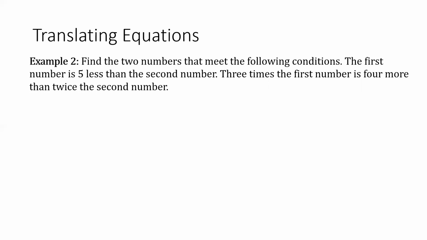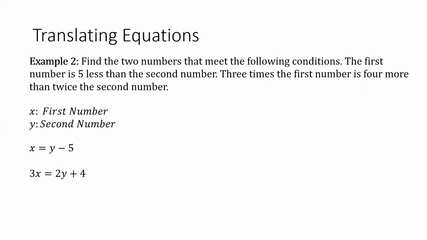That can be kind of dizzying if you just read through it straight, so instead look at it sentence by sentence. The first sentence says the first number is 5 less than the second number. To write that as an equation, I'll first establish our variables. x is going to be our first number, y is going to be our second number. The first number is 5 less than the second number, so you take the second number, subtract 5 from that, and you should get your first number.